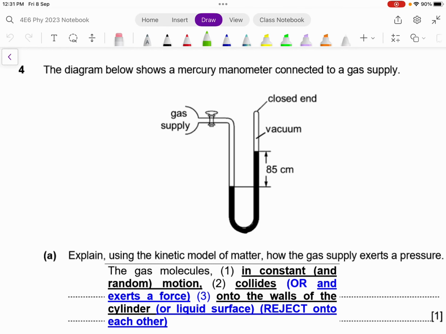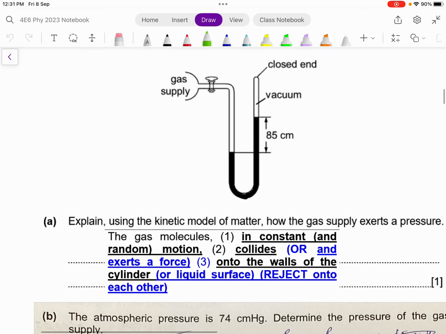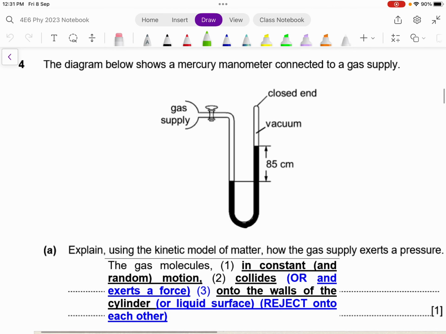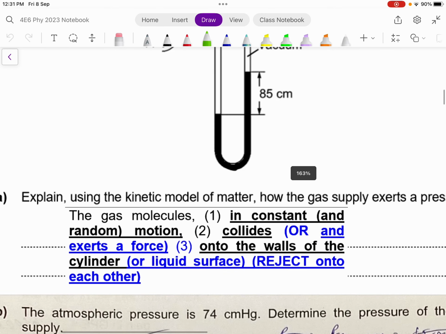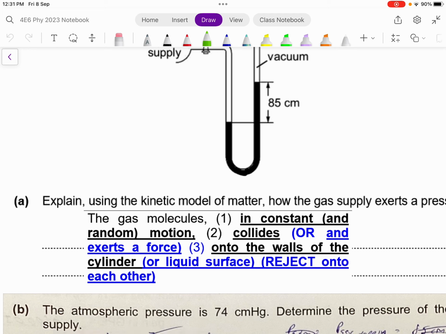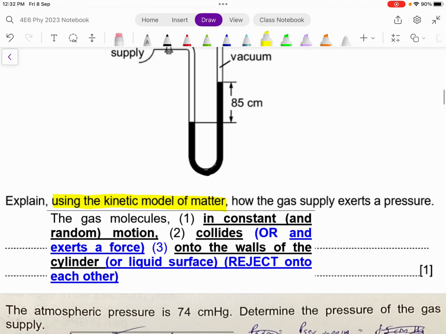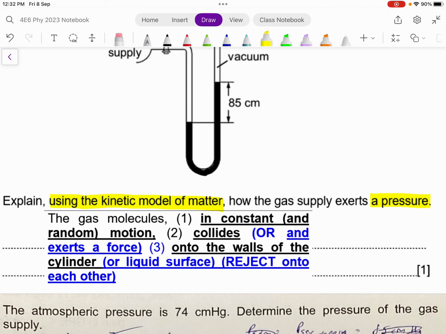Okay, for question 4, it is about your manometer, and again this question is taken from your pressure worksheet. First, we want to find out whether you could explain how pressure arises from a gas. We also want to see whether you understand what we mean by the kinetic model of matter. Basically, can you explain this phenomenon, pressure, using the idea that matter consists of randomly, constantly moving particles.